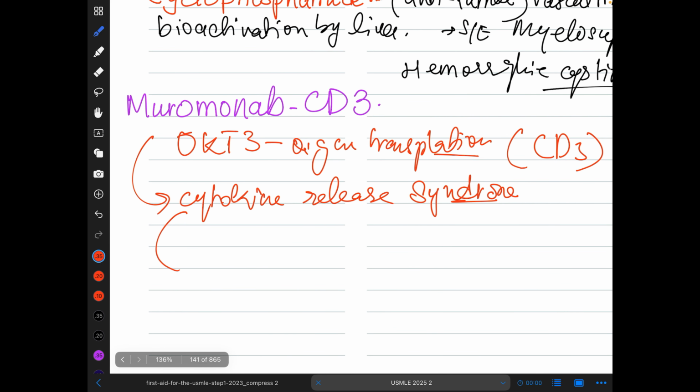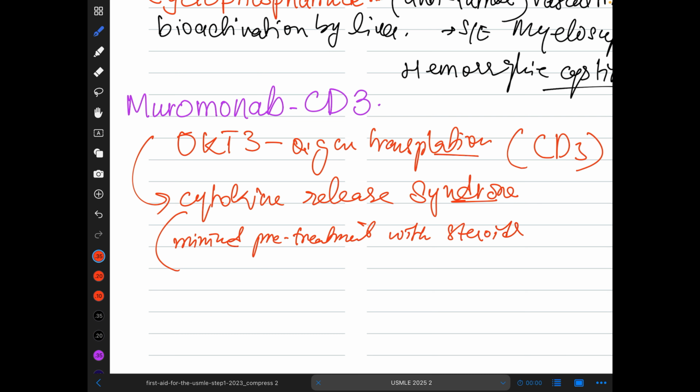Okay, cytokine release syndrome can be minimized by pre-treatment with steroids and antihistamine.